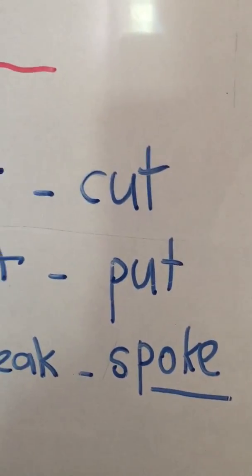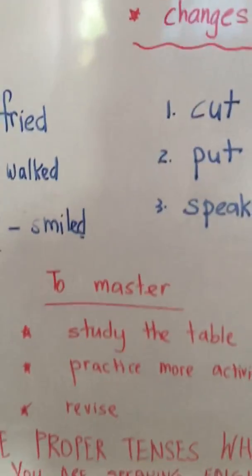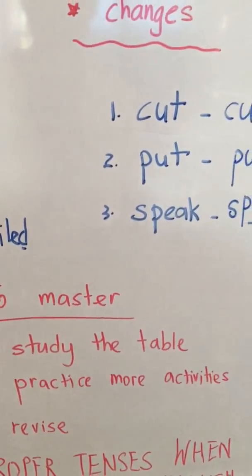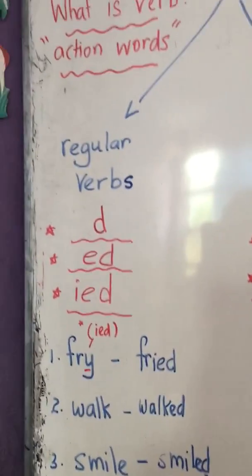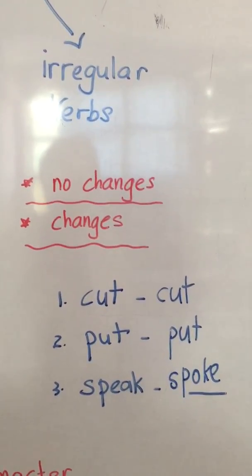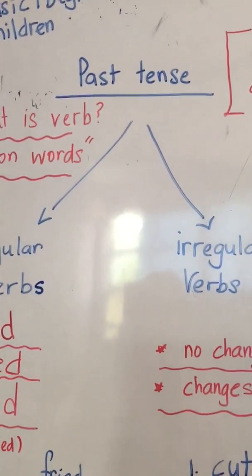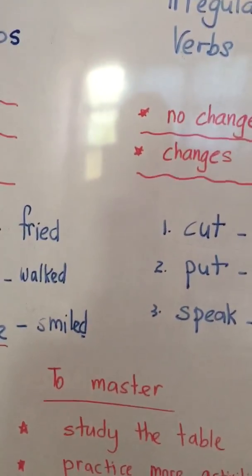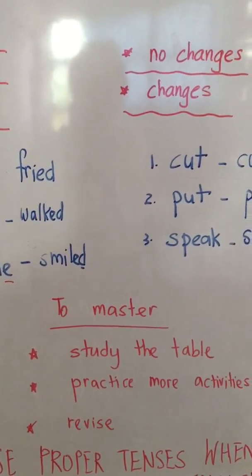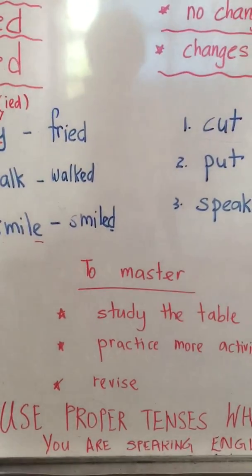So you'll be asking back, Teacher Rhanee, how am I to remember all this? How to master? Yes. To master past tense, you have to study the past tense table by heart. You have to get to know what is regular verbs. You have to get to know what is irregular verbs. You have to know these two different sorts of verbs in past tense. So you have to study the past tense table. Number two, you have to do lots of practices and more activities. And most of all, whenever you are free, you have to revise.